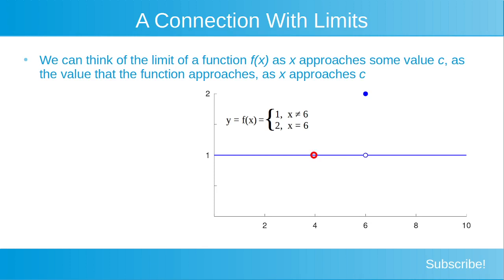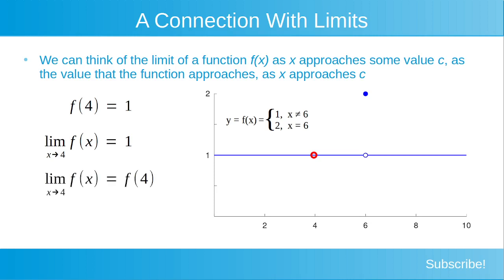If we look at a particular point on this plot, highlighted with this red circle, the point where x is equal to 4 and our function value is equal to 1. We can refer to that function value at x is equal to 4 as f of 4, and that's equal to 1. At this point, the limit as x approaches 4 of our function f of x is equal to 1. So as the value of x gets closer and closer to 4, our function f of x approaches the value 1.